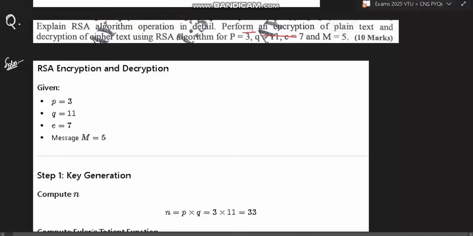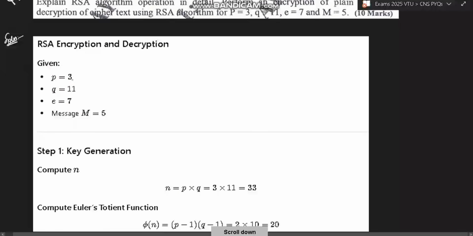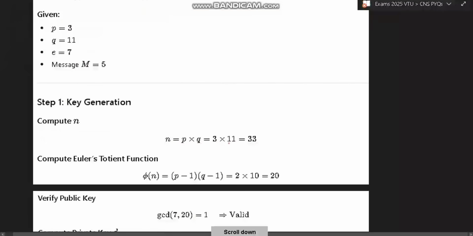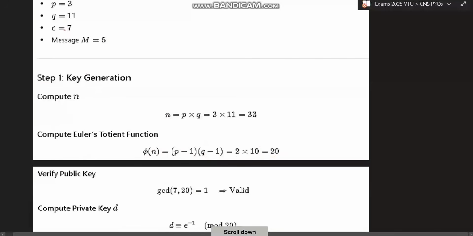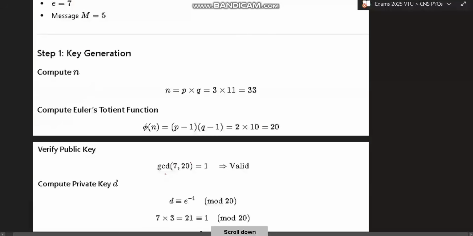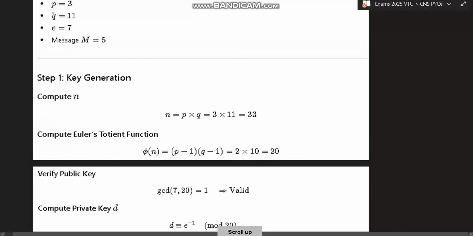Now, 4 things have been given: P, Q, E, and M. Now what you have to do? You have to do the same thing. P into Q you have to calculate, which will be equal to 33 here. N value is 33, and you have to find out phi of n, which is (P minus 1) into (Q minus 1). That is 2 into 10. It is 20. After that, you have to see the E value they have given, so we need not worry about calculating GCD and all. Mostly the E value they give. Okay, this is from the previous year papers only. So the E value they have given.